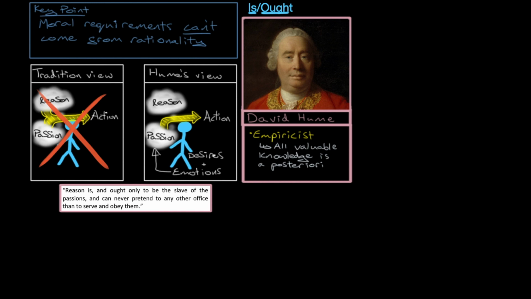So Hume put it a bit like this. In fact, this is exactly how he put it, because it's a quote. Rationality is, and ought only to be, the slave of the passions. So reason is led by passion, by the desires, and can never pretend to any other office. Office means kind of like job. It can't do anything else than to serve and obey them. The only thing, thinks Hume, that reason can do is obey the passions.